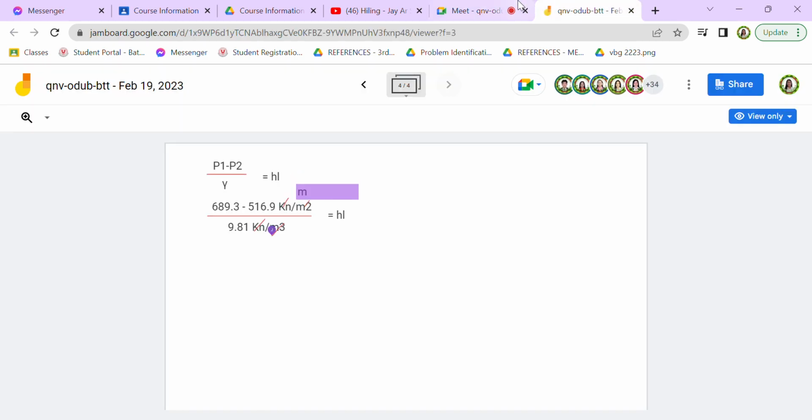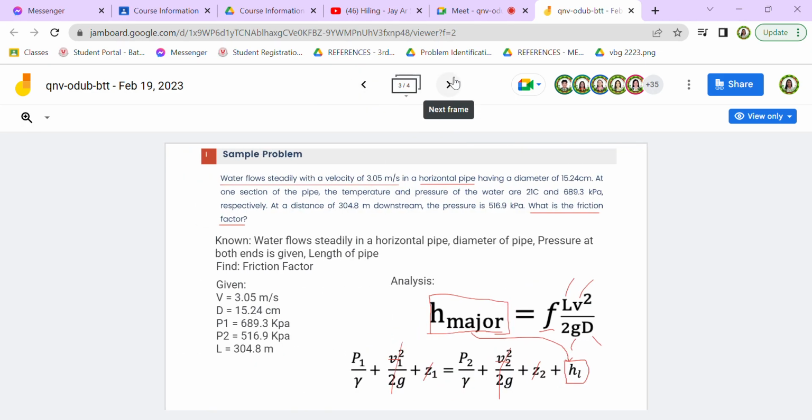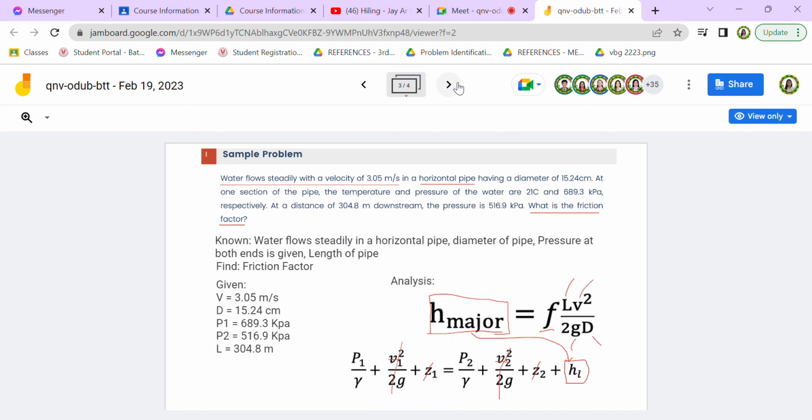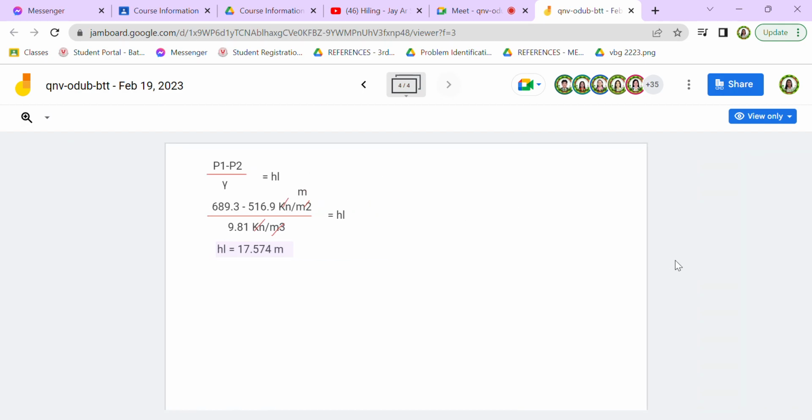So HL will be 689.3 minus 516.9 divided by 9.81, which will be 17.574 meters. The unit ng head loss will always be in meter kapag itong formula ang ginamit natin, as Bernoulli's equation here is in head form. So HL or major head loss is equivalent to 17.574 meters. So balikan natin yung equation ni Darcy-Weisbach.